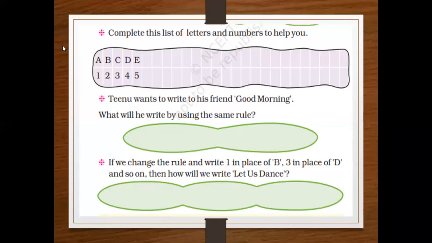First try to complete this. Giving numbers. A, B, C, D, give 26 numbers. That is the first question. You have to write all this. Then what is the code for good morning? What is the G?